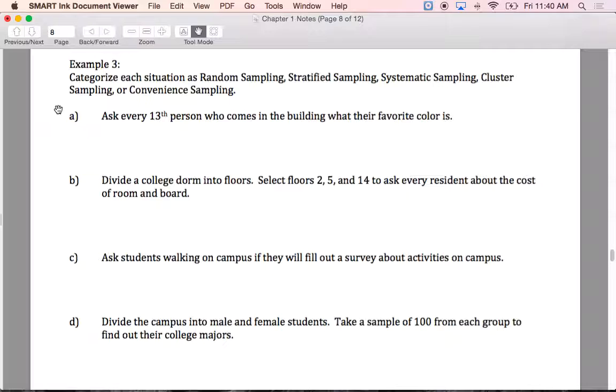So now we're going to categorize each of these types of sampling. We're going to ask every 13th person who comes in the building what their favorite color is. So if I'm looking at every 13th person, that's our systematic.